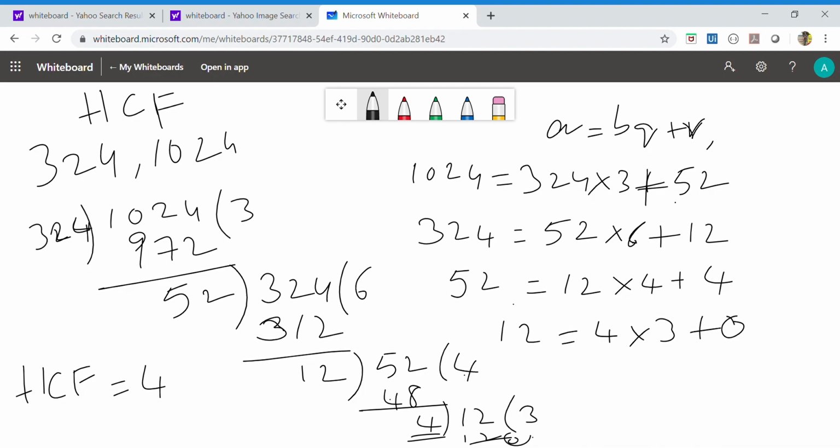In such a case, 4 is called the HCF. So the HCF or GCD of the two numbers 1024 and 324 is 4. This is somewhat of a shortcut compared to directly doing the numbers as previously.